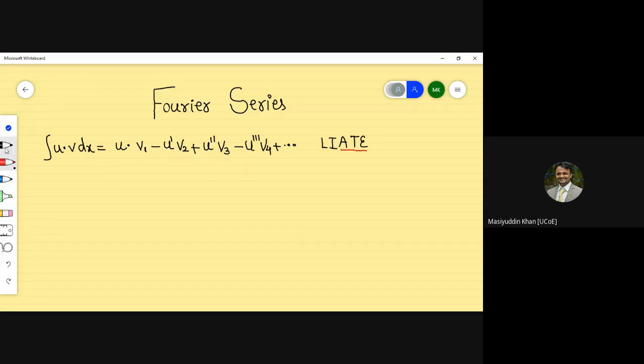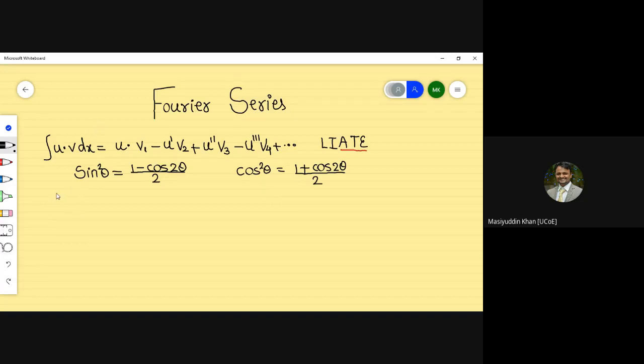Second thing: sine square theta is equal to 1 minus cos of 2 theta divided by 2. Cos square theta is 1 plus cos of 2 theta divided by 2. So we have to use this kind of formula for solving numericals.